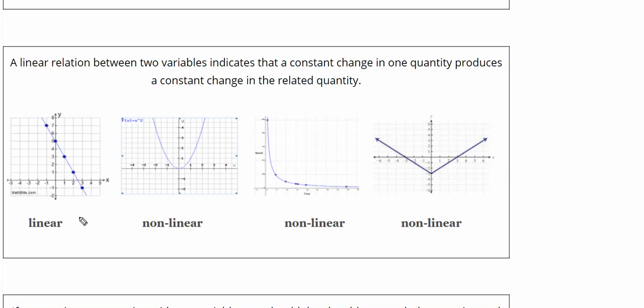So if a question asks you, is this linear, you should be thinking, does it make a line? Like all the data.